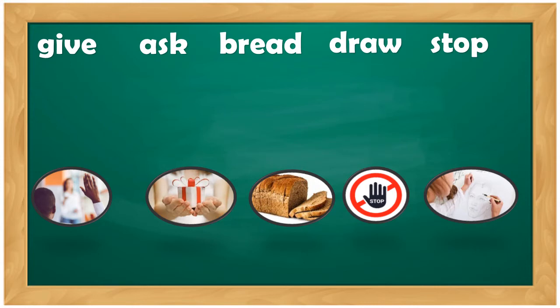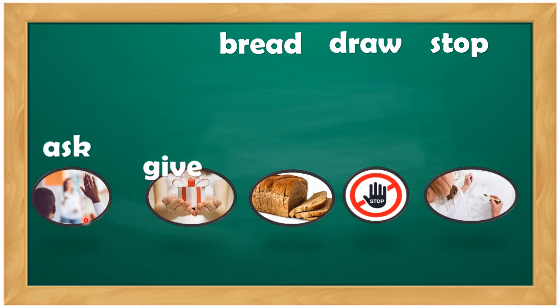Number one, give. The correct answer is, okay, that's the picture. Again, number two, ask. Good job, the picture shows asking. Nagtatanong. Give naman, humihingi. Kaya ikaw ay pagbibigyan. Next is, dito, ano kaya ito? Tingnan natin kung tama ang iyong sagot. Which one of these words is correct? Okay, very good.